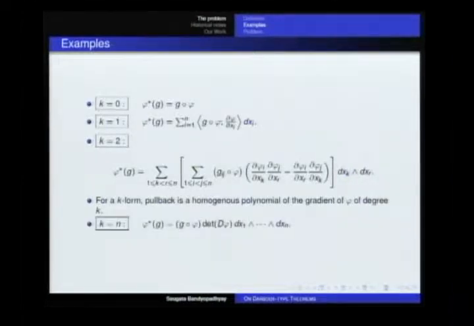Finally, when k is equal to n, the pullback of g is g composed with phi multiplied by the Jacobian determinant of phi times the standard volume form. Okay, so with the definition of pullback in hand, we ask the following question. Suppose there are two differential forms defined over a domain. We ask when one form is a pullback of the other via some diffeomorphism.